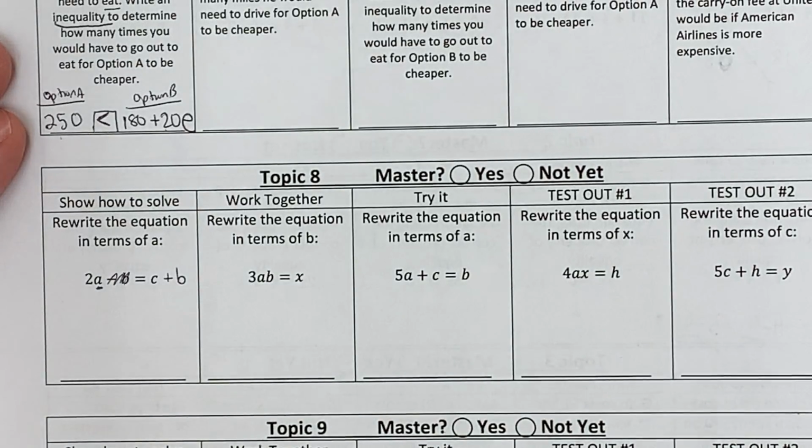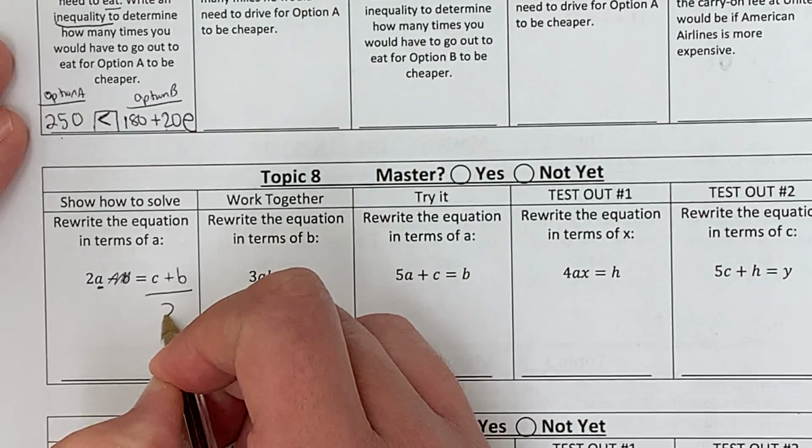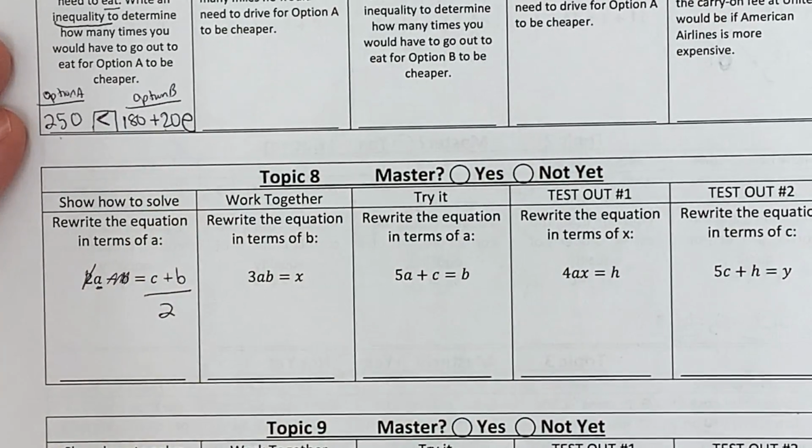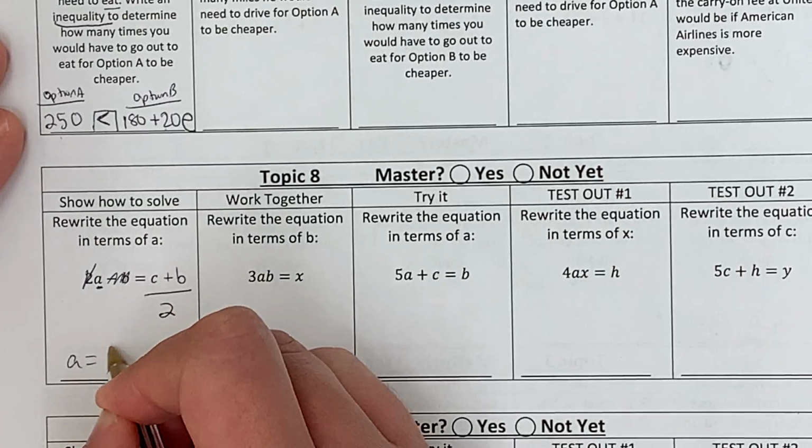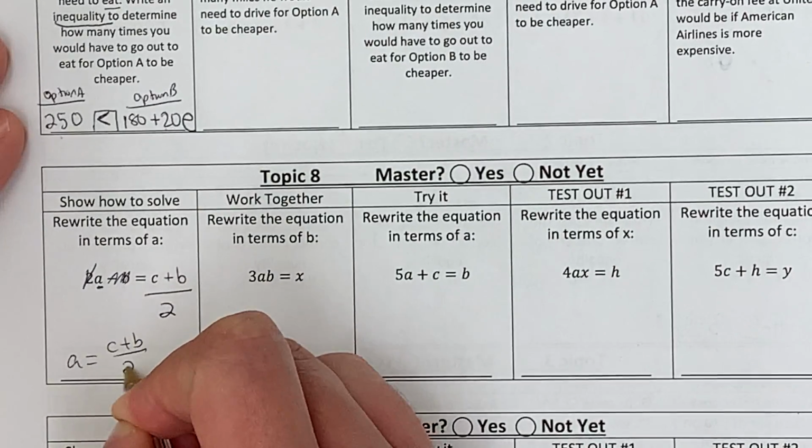All right, next, the 2 is what's left. Well, the 2 and the A are multiplying, right? 2A means 2 times A. So the opposite of multiply is to divide. So we're going to divide the other side by 2, and that's going to cancel out. And there we go, the A is by itself. So we're going to get A equals C plus B over 2.